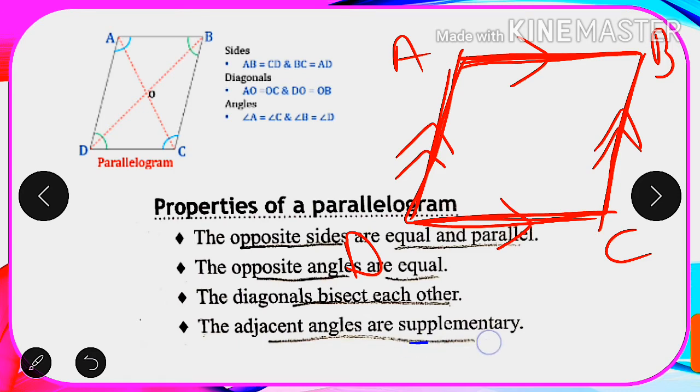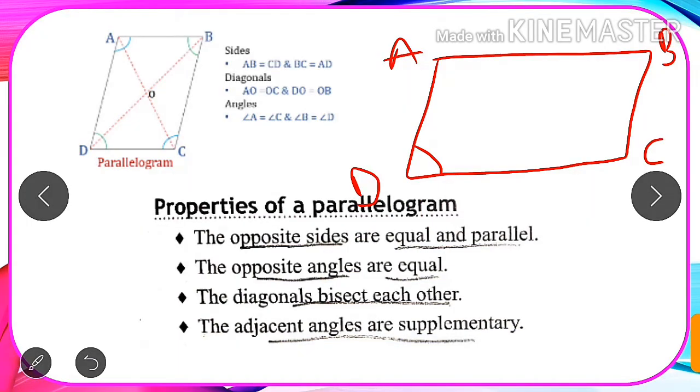And the last thing which we need to know about the properties of a parallelogram is that adjacent angles are supplementary, meaning 180 degrees. Adjacent angles means the angles which are placed side by side. So the adjacent angle of D will be C. Similarly, the adjacent angle of D will be A, because these two are placed side by side.